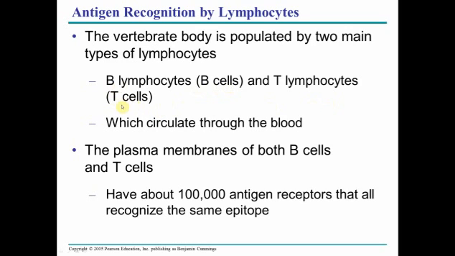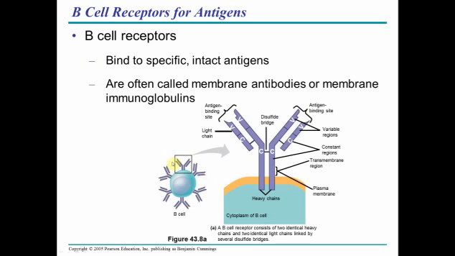Lymphocytes include B cells and T cells, these two categories, and they circulate through the blood. The plasma membranes of both B cells and T cells have about 100,000 antigen receptors that all recognize the same epitope on them. So here you can see in this picture, here's a B cell. We're only showing you a few, but here's a bunch of different antibodies, essentially, sticking out of the B cell. And these recognize a specific epitope or antigen.